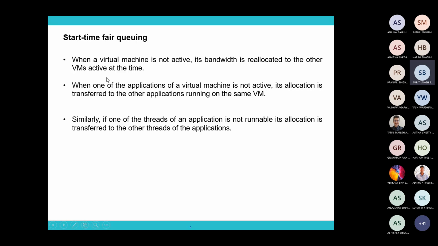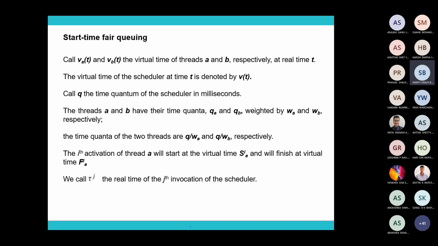The same thing is applicable to applications also. Whenever more applications are running in a virtual machine, when one of the applications of that virtual machine is not active, its allocation is transferred to the other applications. The same thing is applicable at the thread level also.